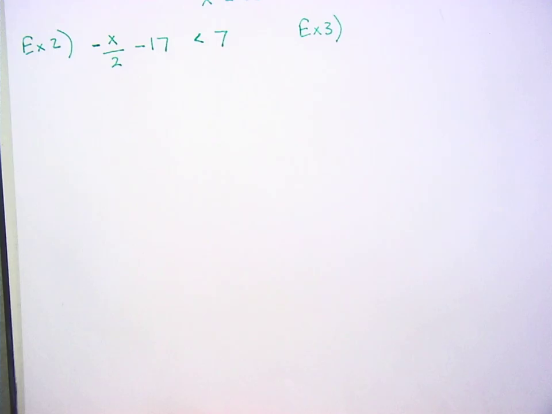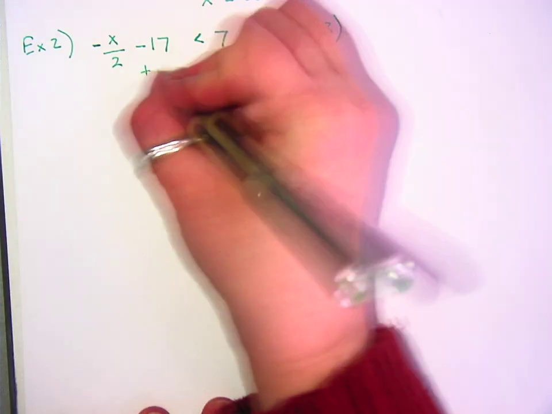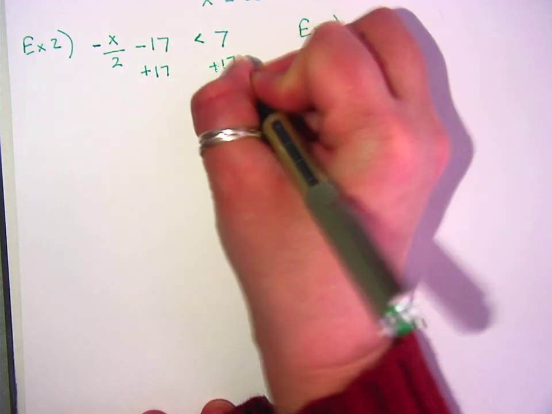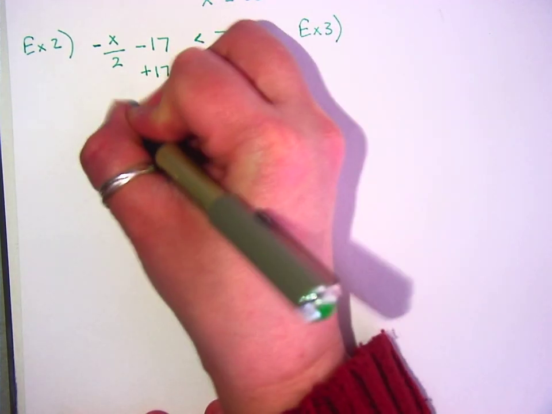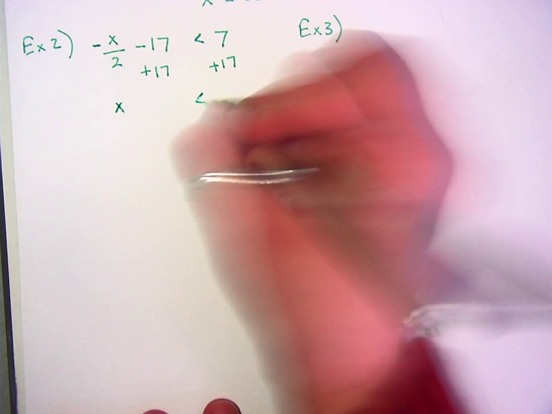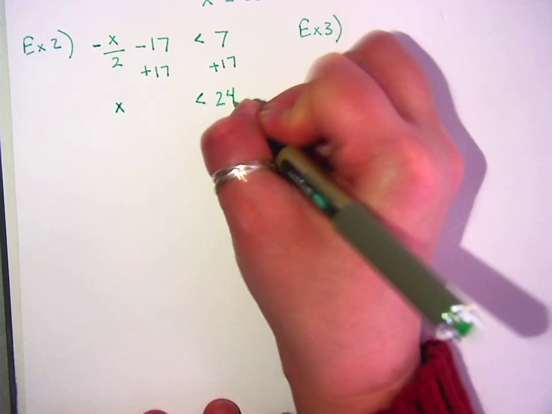All right, what do you think we should do to solve this now? Somebody raise their hand and tell me what you think. Zach. Do the opposite of negative 17, so add 17. Good start. Add 17 to both sides. We're going to do that. See, we got 24 over here.